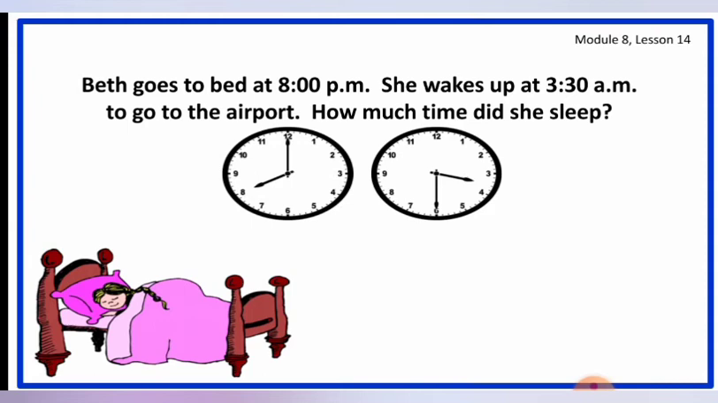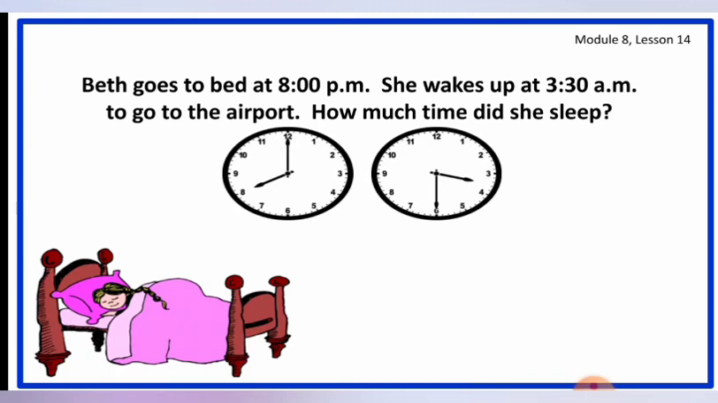Now let's take a look at this clock. Beth goes to bed at 8 p.m. She wakes up at 3:30 a.m. to go to the airport. How much time did she sleep? Pause the video, please, and work it out with your clock. She goes to bed at 8 p.m. and she wakes up at 3:30 a.m. So please pause the video. From 8 o'clock to 3:30, what is the time?